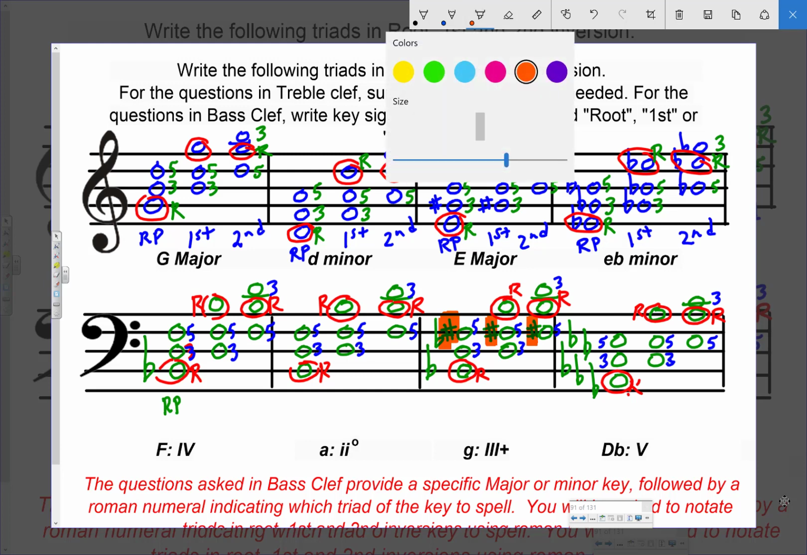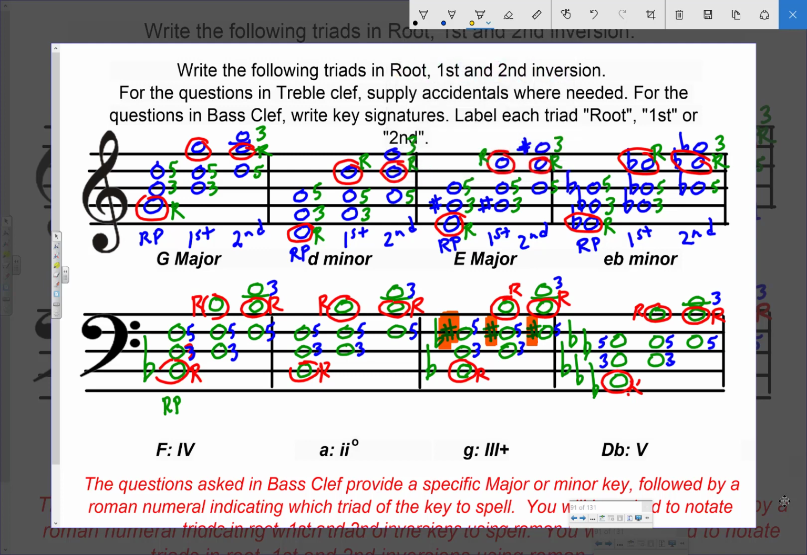I also want to point out something that some students in the past have pointed out, which makes it easier to determine first inversion and second inversion triads. If we look carefully at all of these first inversion triads, we can see that the root is the top note all by itself.